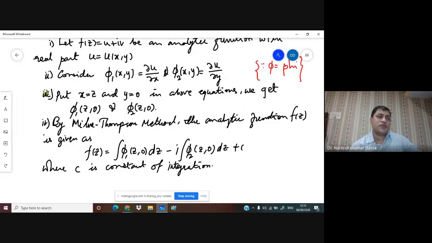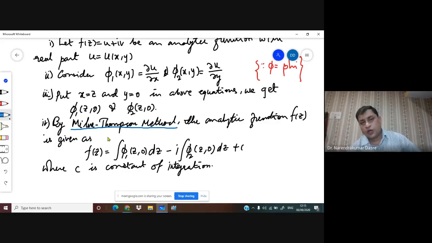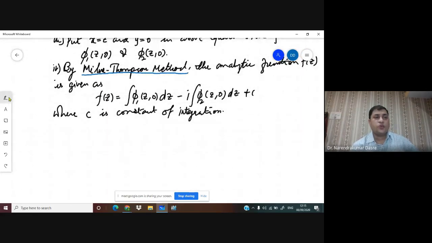So these two steps, third and fourth, are very important, and they are what characterize this method as the Milne-Thomson method. That's why you must write that you are using the Milne-Thomson method. Please do not abbreviate this. There is no standard abbreviation, and if you abbreviate, it will give a different meaning. So now this is the method when the real part is known.